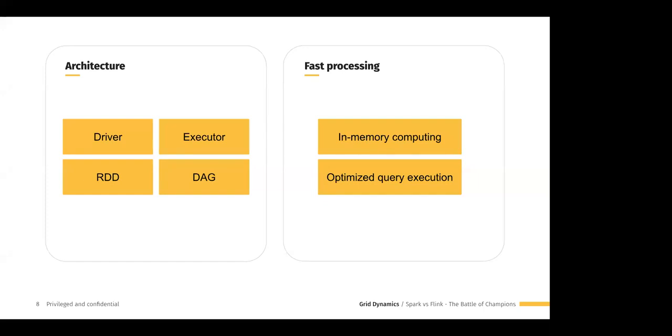In terms of speed, Spark owes its speed mostly to in-memory computing, as it is capable of processing tasks in memory and doesn't have to write back intermediate results to the disk. Spark is also capable of optimizing queries, which cuts down on execution time.